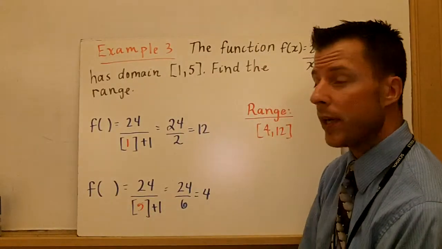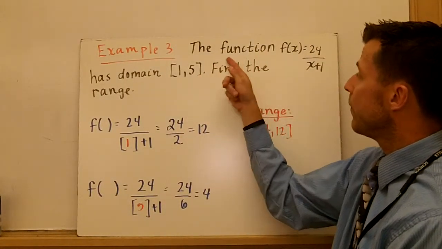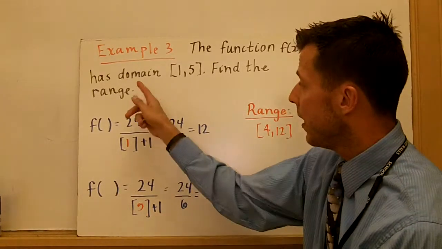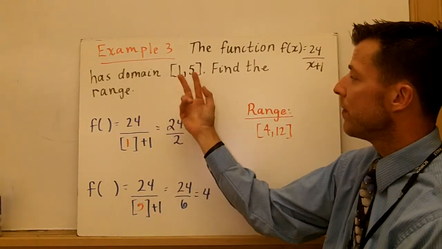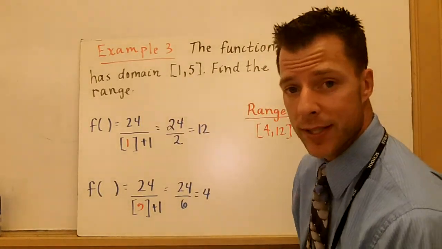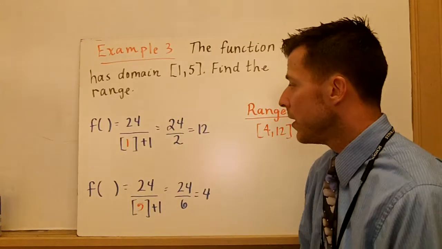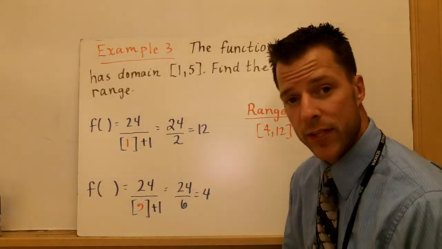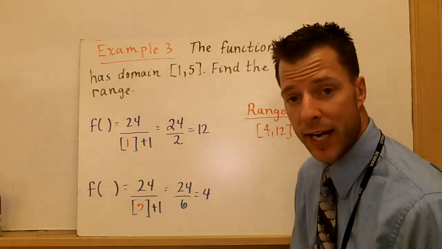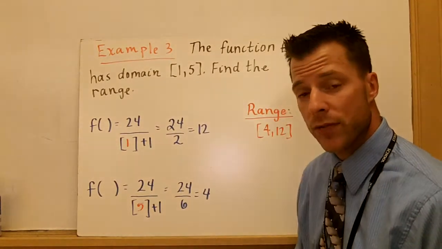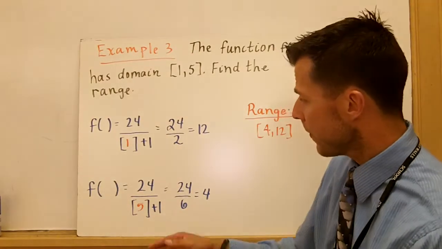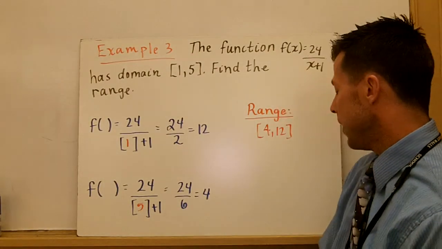Now, in example 3, the function f of x equals 24 over x plus 1 has the domain 1 to 5. Find the range. Okay, so now in this example, I'm telling you that the domain is between 1 and 5, and it's very similar to the last example. X is starting at 1 and ending at 5. So why not plug those two values into the function and see what my outputs are? And so that's what I do here.